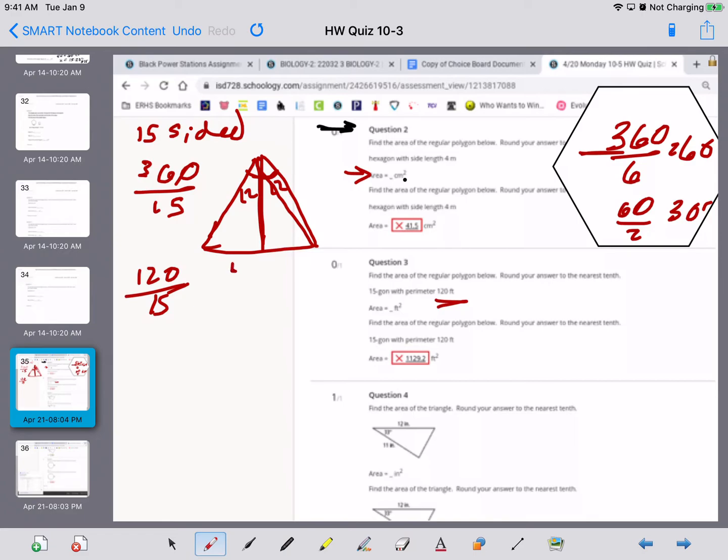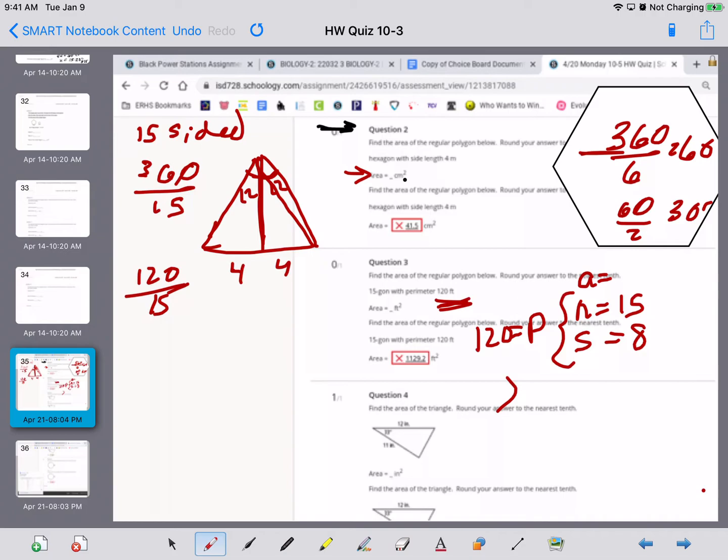So I know that this side is 4 and this side is 4 on my side measure. So the things I already know about this 15-gon: I have to find a. n, the number of sides, is 15. My side length is 8. Now remember, that's perimeter, and I already know that's 120. They tell me that right there.